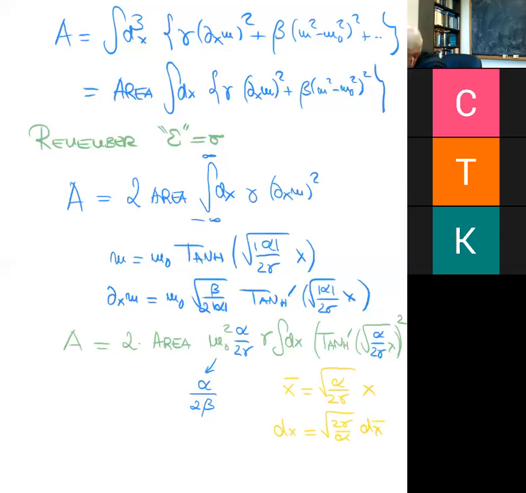So the constants that appear are, there's twice the area, then we have a factor of alpha over 2 beta, we have a factor of gamma, and then from changing variables inside the integral, we would seem to get a factor of 2 gamma over alpha.